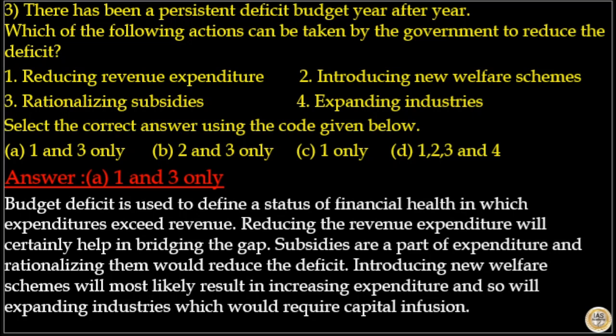Budget deficit is used to define a status of financial health in which expenditure exceeds revenue. Reducing the revenue expenditure will certainly help in bridging the gap. Subsidies are part of expenditure and rationalizing them would reduce the deficit. Introducing a new welfare scheme will most likely result in increasing expenditure, and so will expanding industries, which would require capital infusion. So, reducing revenue expenditure and rationalizing subsidies can be the actions taken by the government to reduce the deficit. So here the answer to this question is option A.